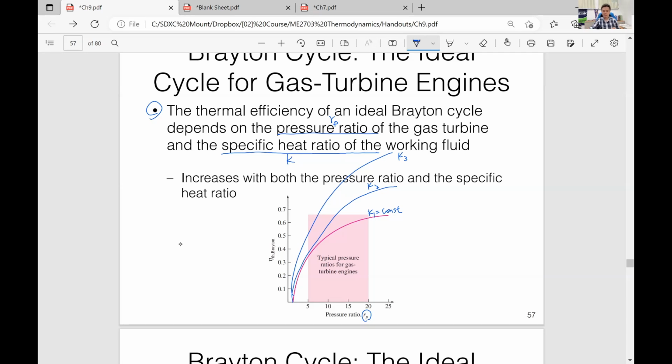Saying this is based on the same compression ratio. Okay, based on the same compression ratio. So this efficiency is larger than this one. Okay.